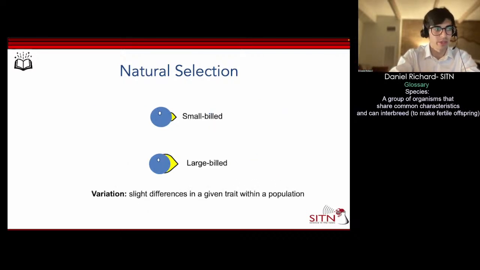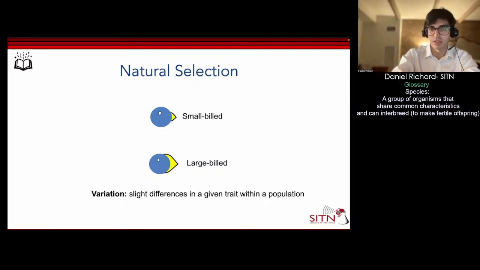The first thing that we need is variation in a trait. Variations are just slight differences in a given trait within a population. So humans, for example, there's variation in height, there's variation in hair color. In this example, we have variation in beak size. And so you can have small-beaked birds and large-beaked birds within that population. And so you have variation in this trait.